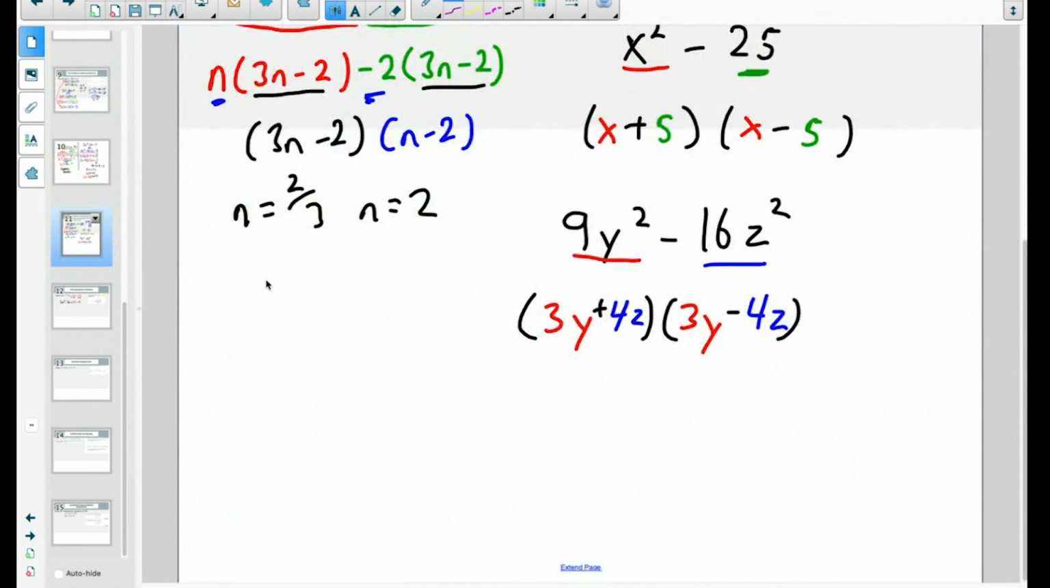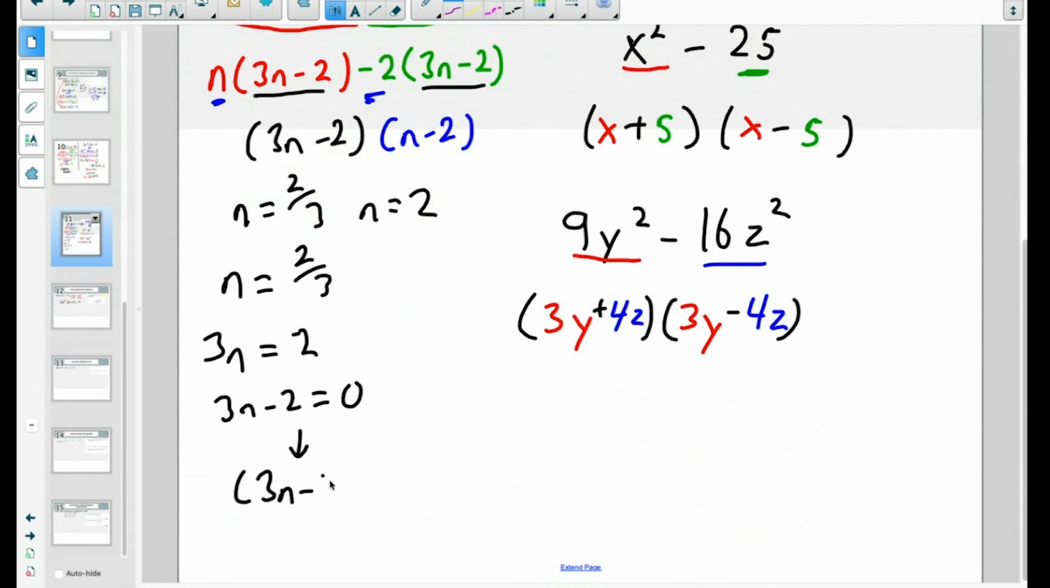And from here, you'd have to work backwards, right? If I have n is equal to 2/3, I can multiply both sides by 3. I get 3n is equal to 2. Then I subtract 2 from both sides, and I get 3n minus 2 is equal to 0. And we can see here that 3n minus 2 is one of my factors. So if you're in doubt, use the quadratic formula, but you just need to understand when you need to use it.